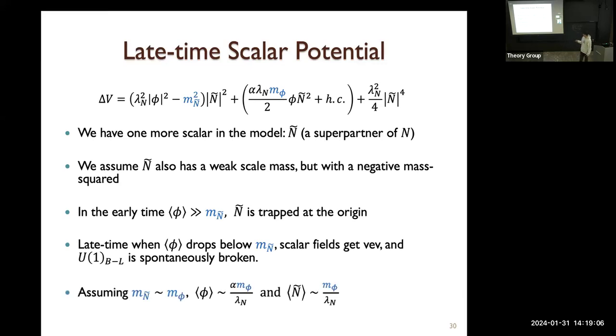After this gets a VEV, assuming they have similar mass, the N VEV directly comes from here and this quartic term, and from this tadpole, the phi VEV is around alpha times this N tilde VEV. This potential doesn't have an unstable direction. This is not a flat direction, but it is a natural outcome from the SUSY operator. So only phi is a flat direction, and N tilde is not a flat direction. But this N tilde is essential for late time. Otherwise, phi VEV is zero, and then everything is constrained.